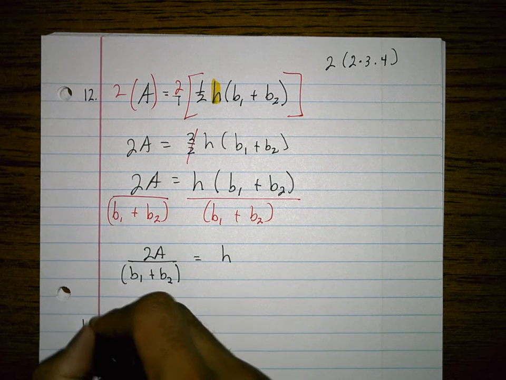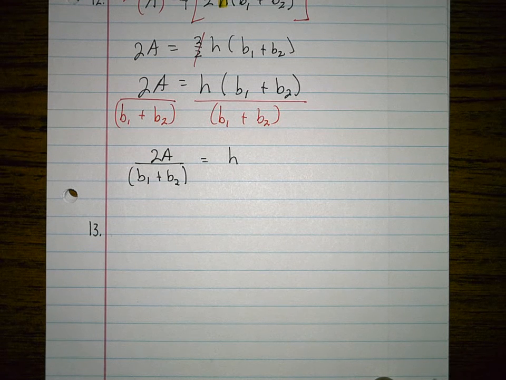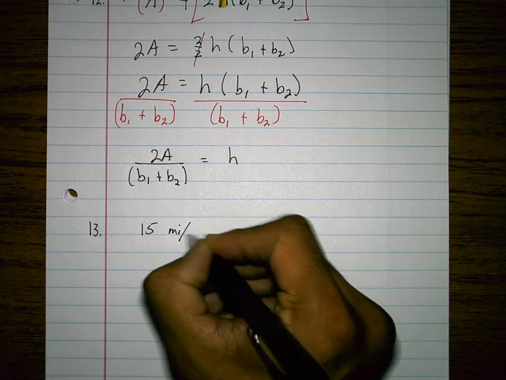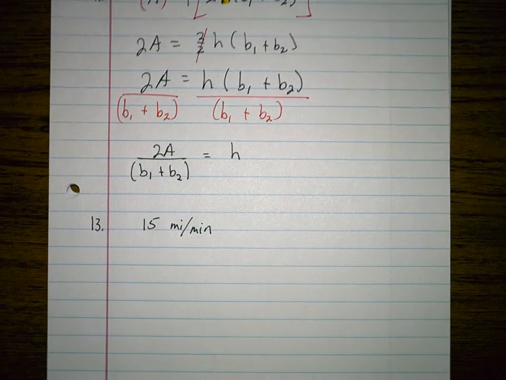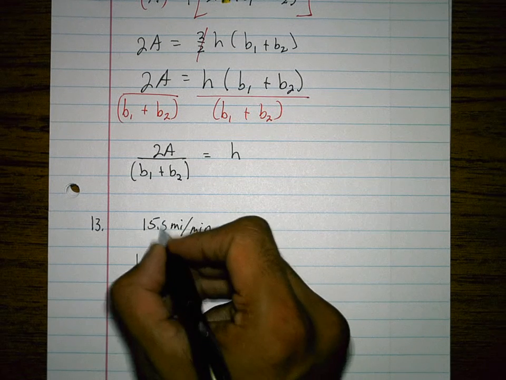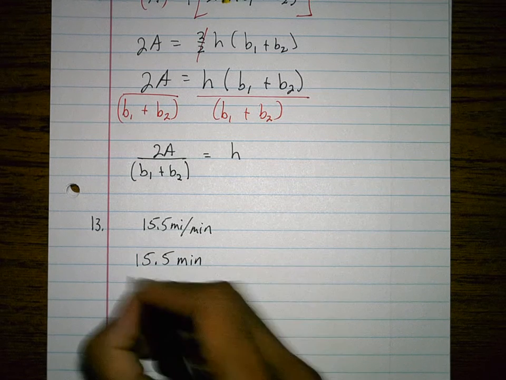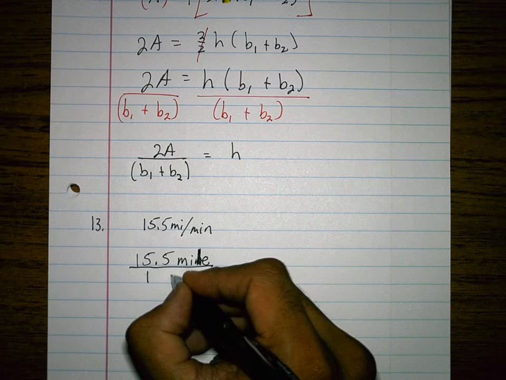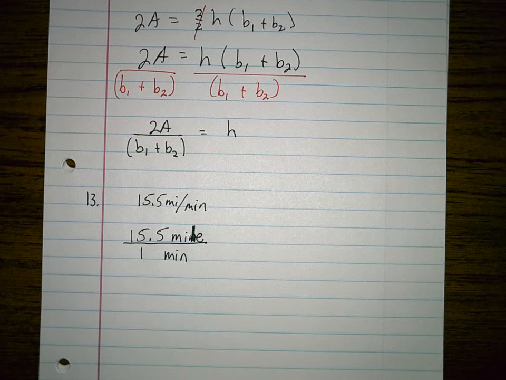Number 13. 13 says change rate. So they want to turn 15.5 miles per minute into hours. So the first thing is I want to rewrite this. Sorry, it's 15.5 miles in 1 minute. Okay. So this is, I just rewrote it, but it's the same thing.